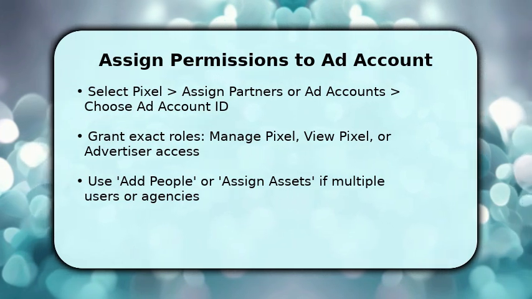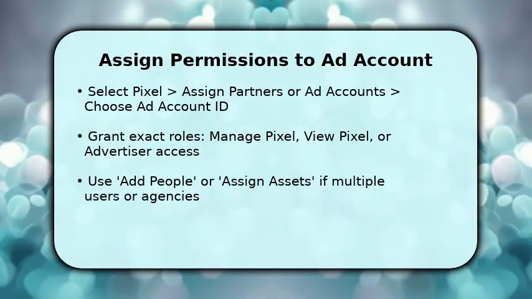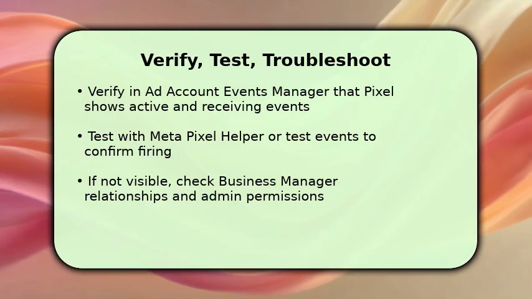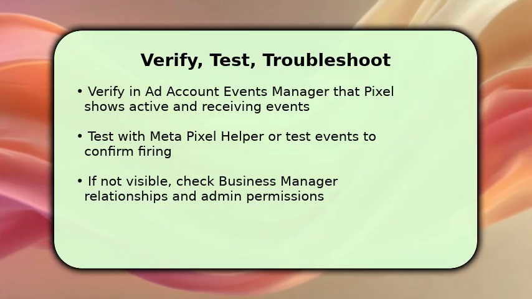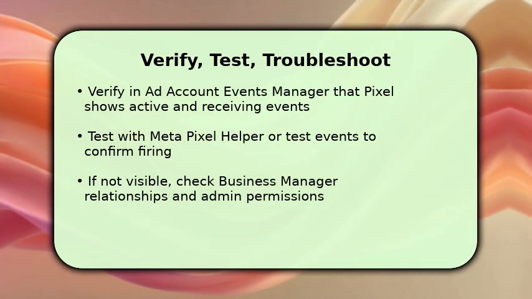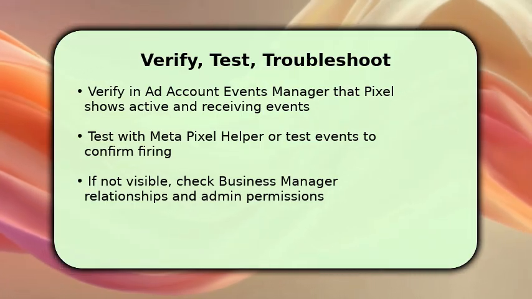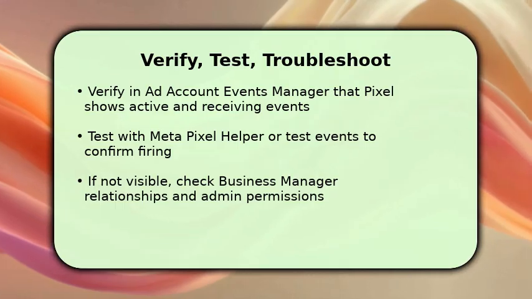responsibilities stay clear. You finish by verifying the pixel appears as connected in the Destination Ad Account's Events Manager and that it's receiving events. This confirms the share worked. Then run test events or use the Meta Pixel Helper to validate event firing in real time. This helps you catch configuration issues.